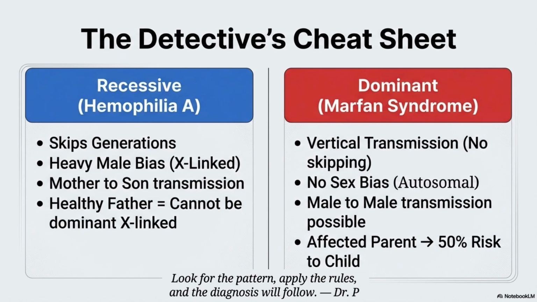Here's the cheat sheet for your exam comparing hemophilia A, which is an X-linked recessive disease, and Marfan syndrome, which is an autosomal dominant disease.